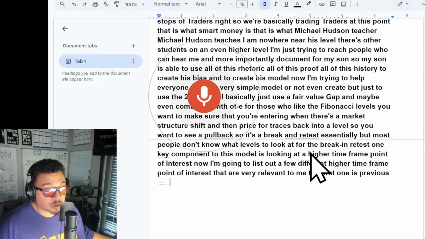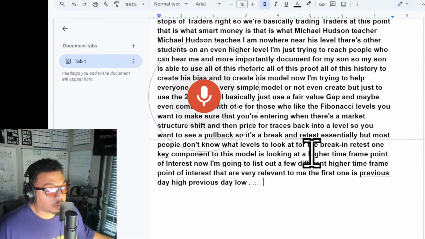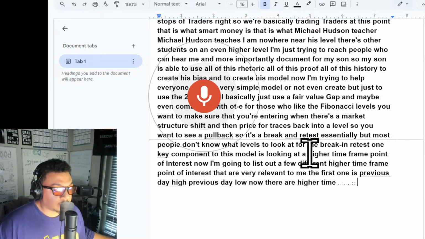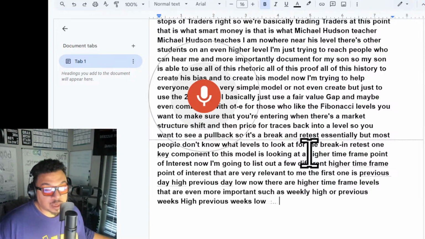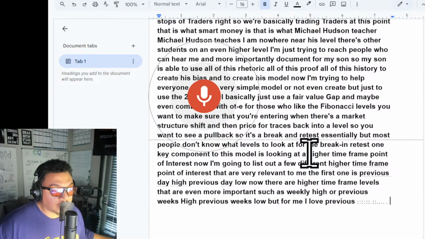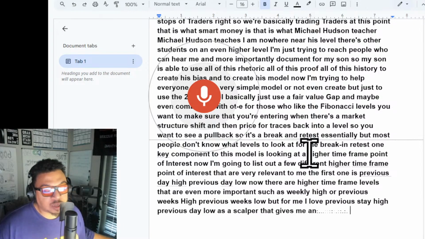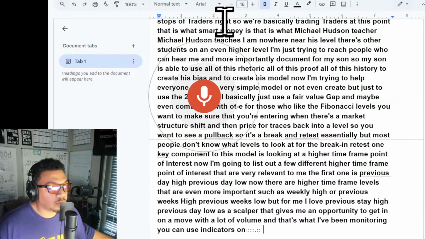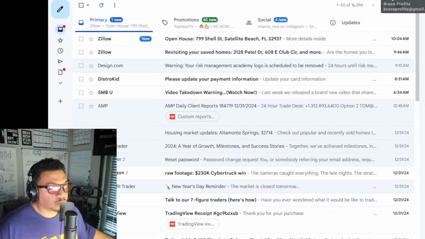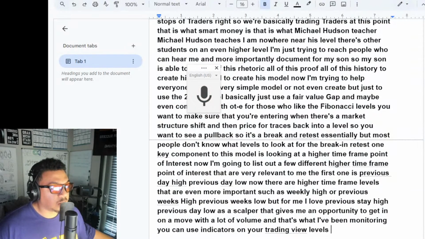previous day high, previous day low. Now, there are higher time frame levels that are even more important, such as weekly high or previous week's high, previous week's low. But for me, I love previous day high, previous day low as a scalper. That gives me an opportunity to get in on a move with a lot of volume. And that's what I've been monitoring. You can use indicators on your TradingView to see those levels, previous day high, previous day low.